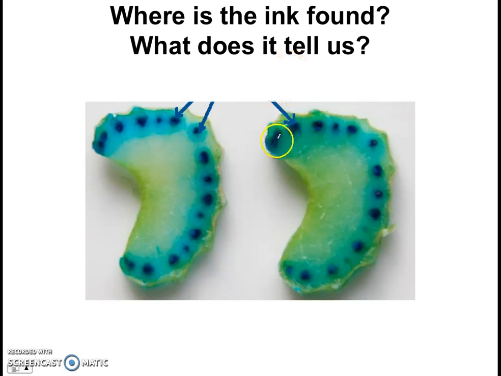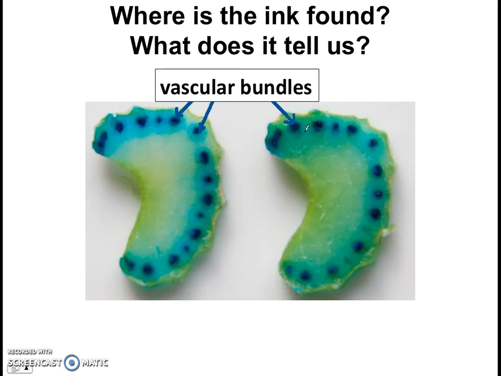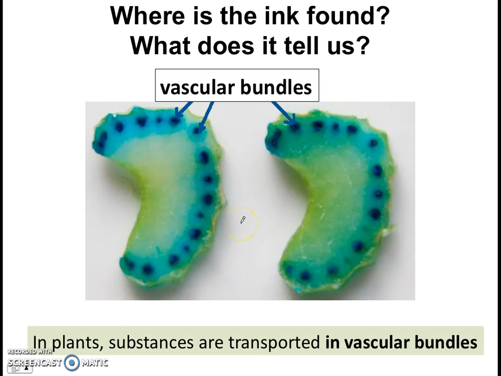Well, you should observe that the ink is not found in the entire celery stem, right? It's not everywhere. It seems to be only in these little circle structures. And we have a name for these little circle structures. They are called vascular bundles, right? The bundles, because they look a bit like circle bundles, and vascular means transport. So they're actually vascular bundles which transport the ink. So the key point here is to know that in plants, substances are transported inside vascular bundles.